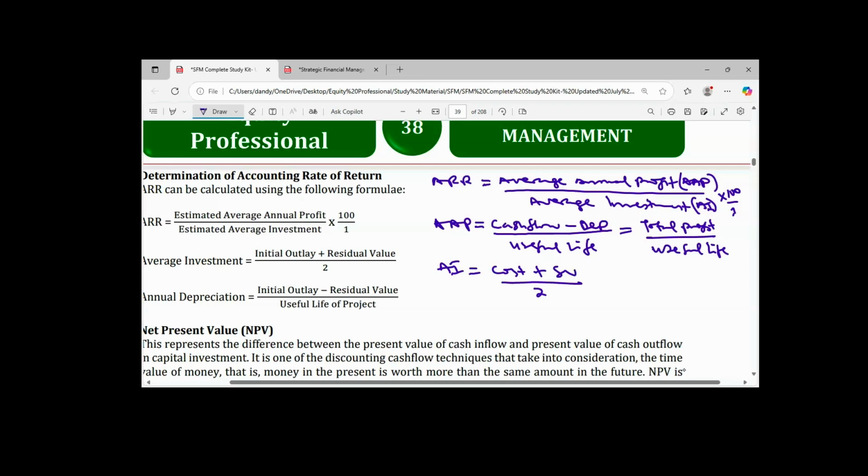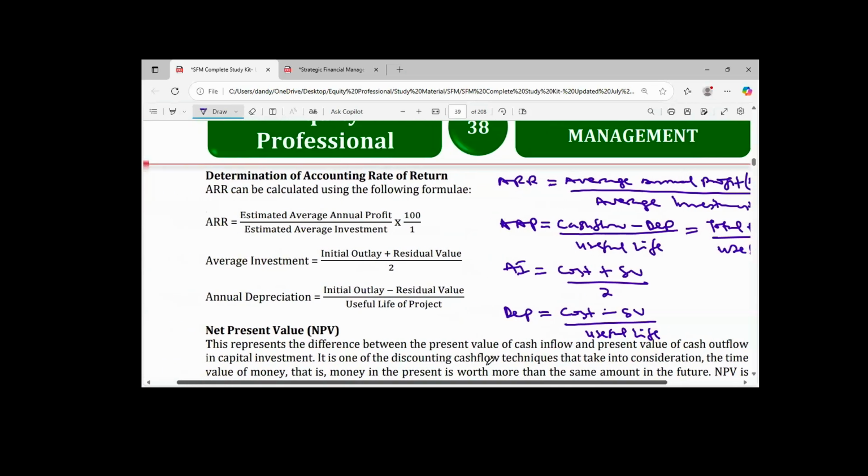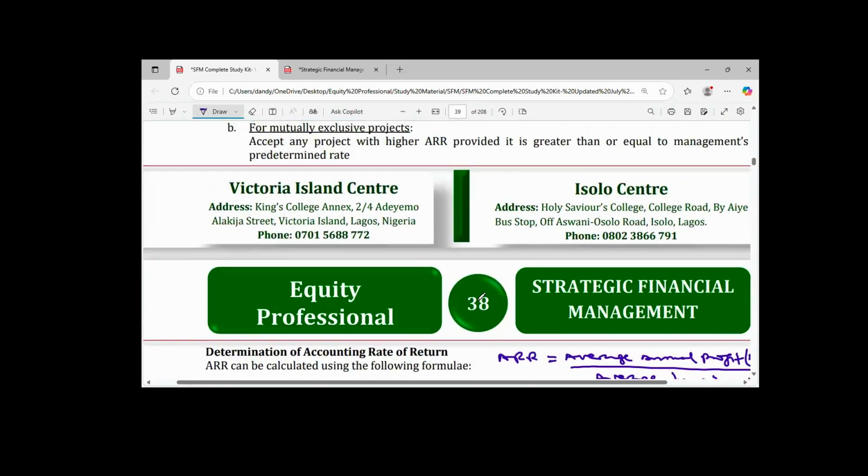So like I mentioned, whenever you want to calculate accounting rate of return, the first working that you are going to do may be the depreciation, annual depreciation, if you are not given. Therefore, annual depreciation is the cost of the project minus the scrap value, then divided by the useful life. So these are all the relevant formulas that you need whenever you want to calculate accounting rate of return.